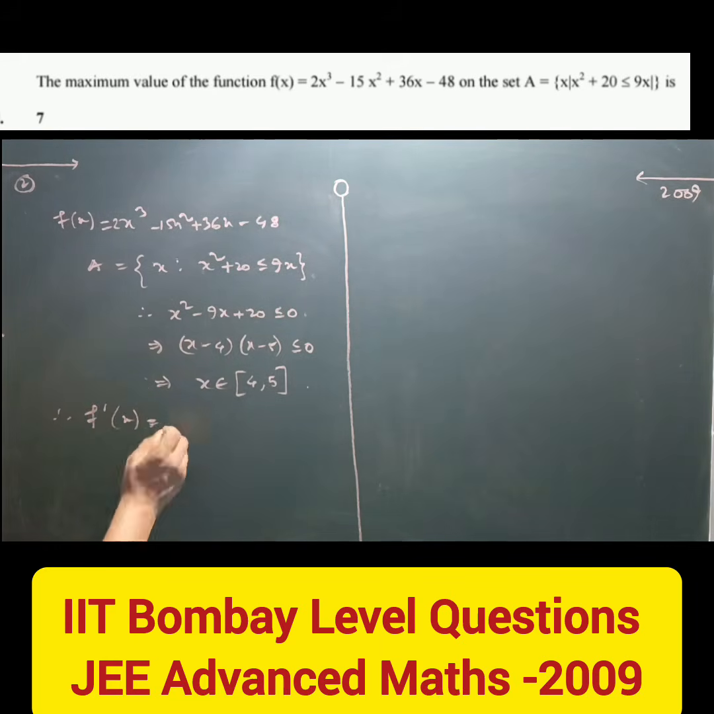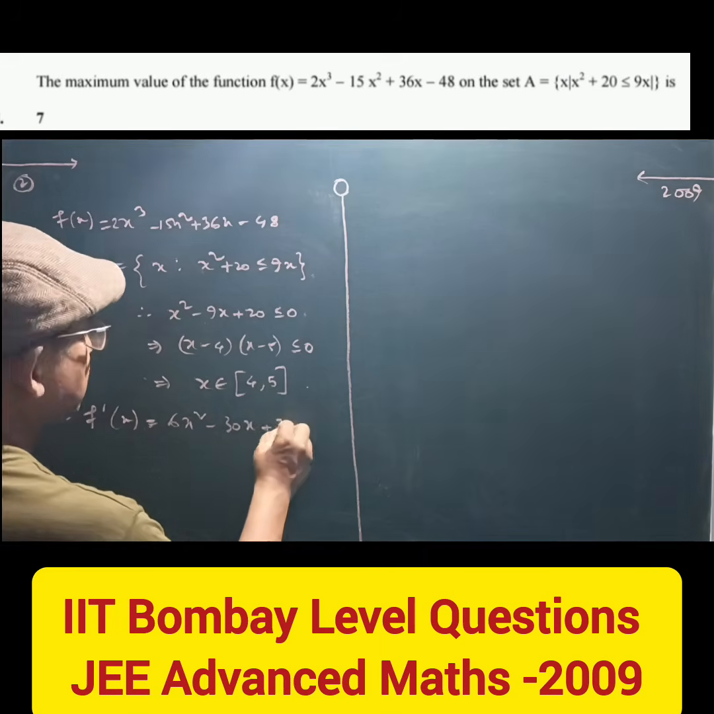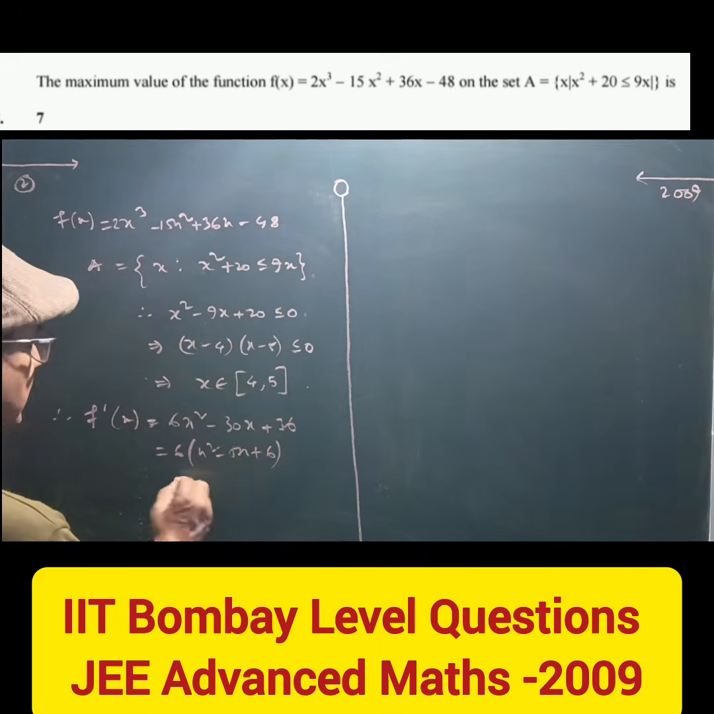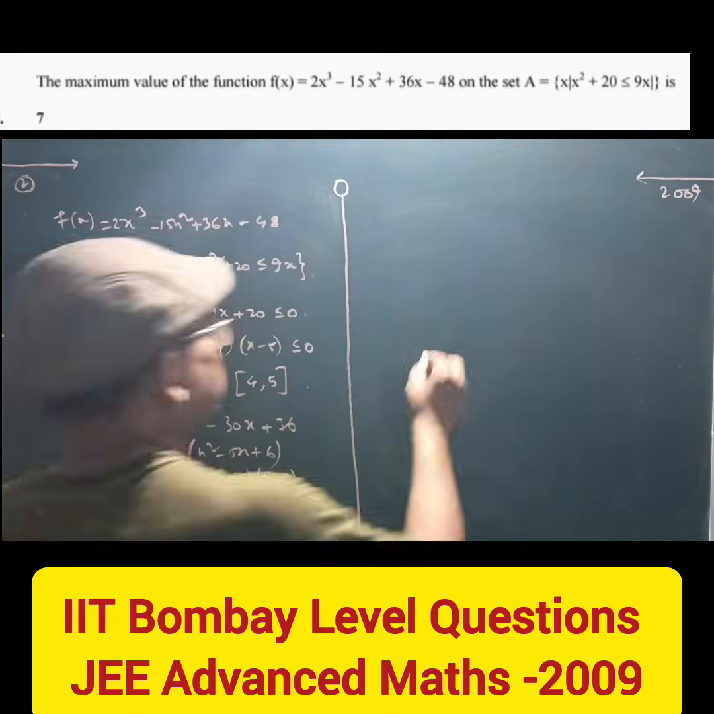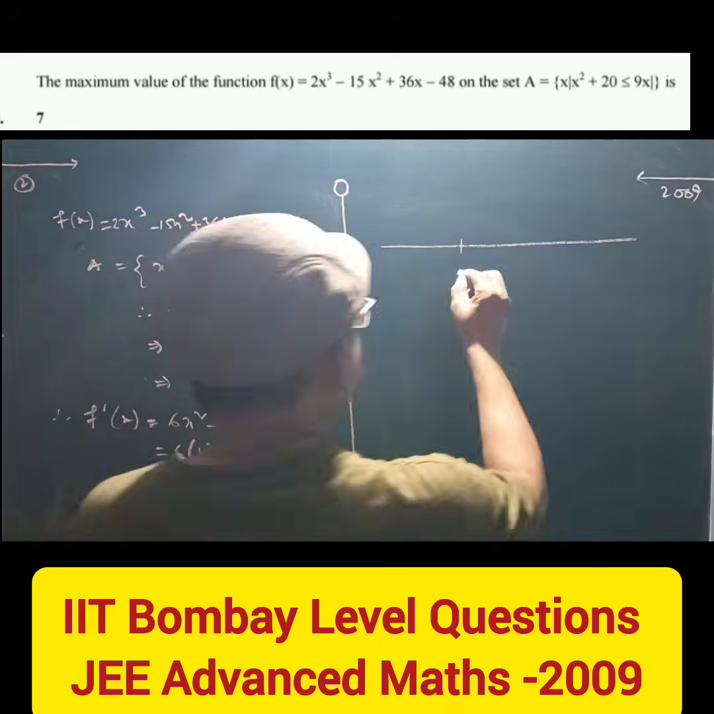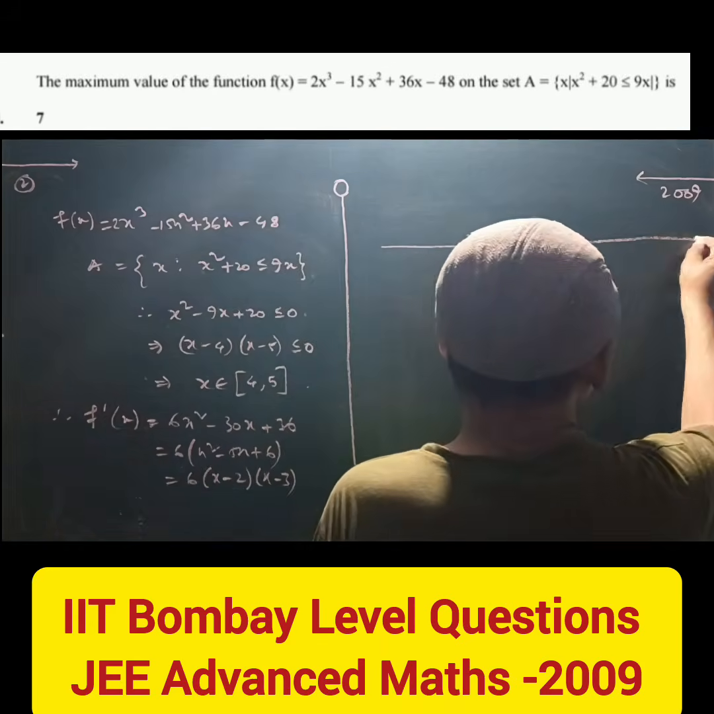So find f'(x). f'(x) is 6x² − 30x + 36. Take 6 common: x² − 5x + 6, so this is (x − 2)(x − 3). Here you check all the points: f'(x) = 0 at 2 and 3, and you have to check these two points, 4 as well as 5.